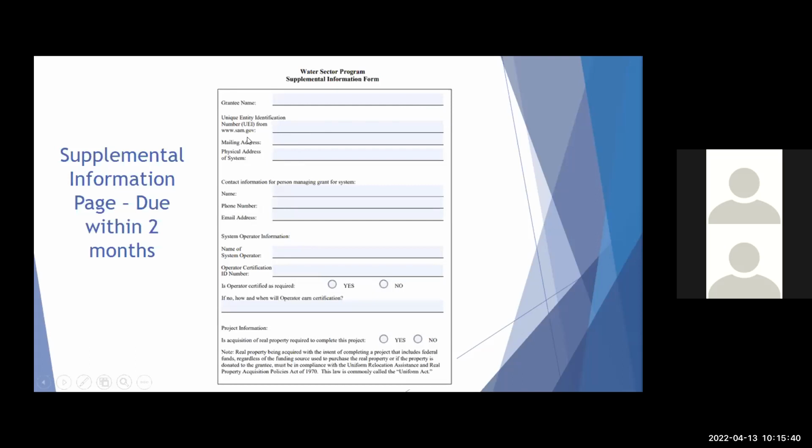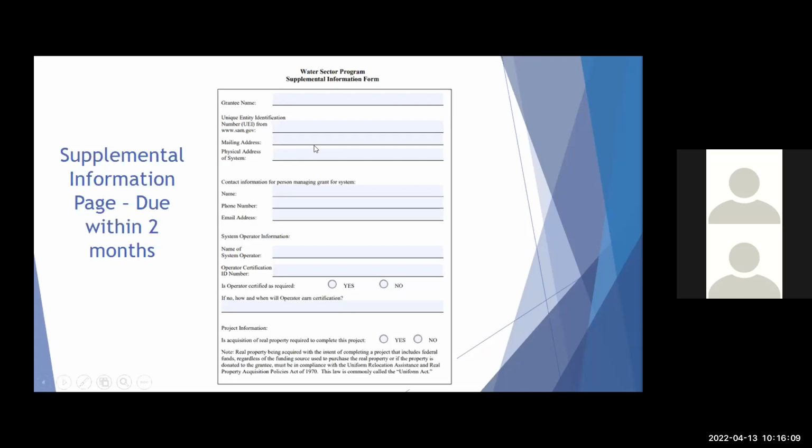If you were already actively registered in SAM.gov and had your DUNS number, they would have issued you a unique entity identification number. If you do not already have one, you need to work with SAM.gov to get that number. That is not a site that our office maintains or has anything to do with. That is a federal requirement and a federal system. So you will have to work with them on getting that number.